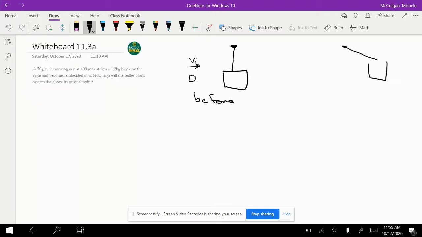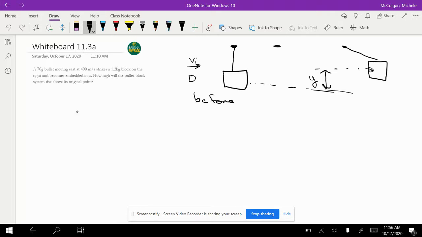So let's say this is my block now, and my bullet's embedded in it, like that. And this is gonna be my height. How high will the bullet block system rise? So that's gonna be my Y height that we're looking for. Notice that this is gonna have a velocity as soon as it hits. So let's do an intermediate spot here.